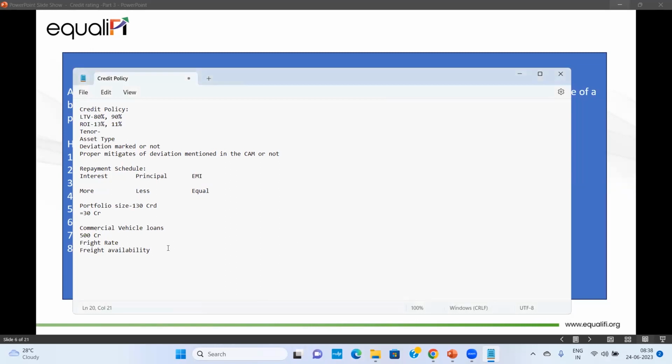Second thing is location concentration, which nobody has said. I am only concentrating on a particular location of the country. In case there is any issue in that location, there is a strike, there is a political issue, there is a flood, there is a natural calamity, then I have a high chance of losing money. So one is product concentration. Second is customer profile concentration. Third is your location concentration.